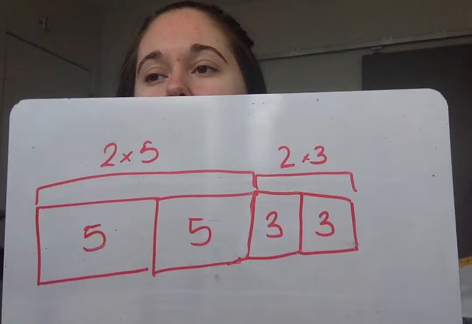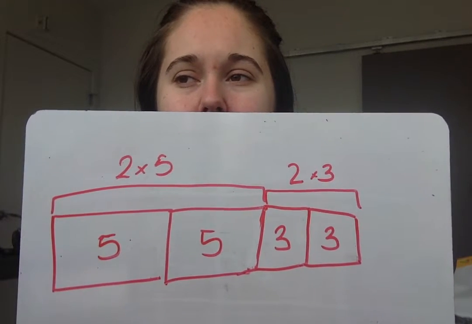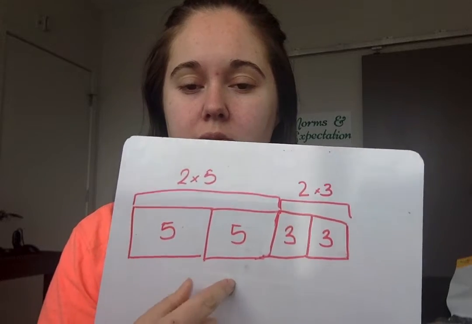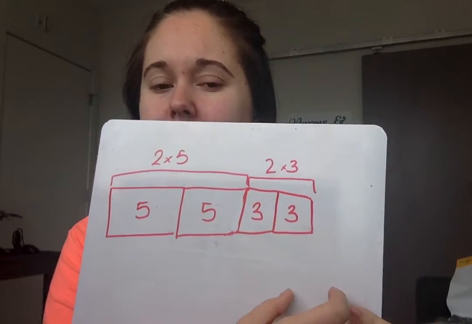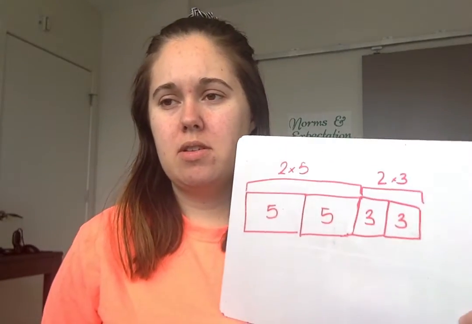All right, so let's look at lesson number 11 from module 4. This will hopefully actually be the correct examples. So example number 1, it says use the model to answer the following question. So here's our model. How many 5s are in the model? 1, 2. 2. How many 3s? 2. What does the expression represent in words?